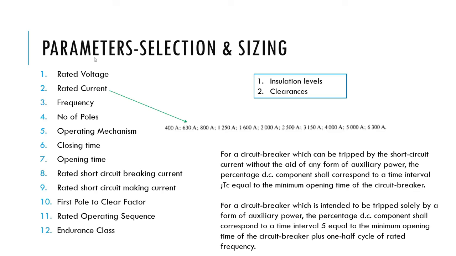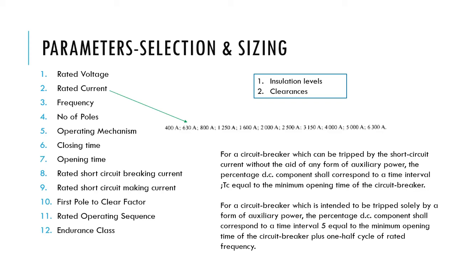Fine. In this, I think we already discussed the rated voltage as well as the rated current. Rated current here is similar to the isolator case. We have only a few standard current ratings for the breakers, so we have to opt only from this list. These are constant for all the manufacturers across the globe. Frequency is 50 Hz. Then the number of poles.